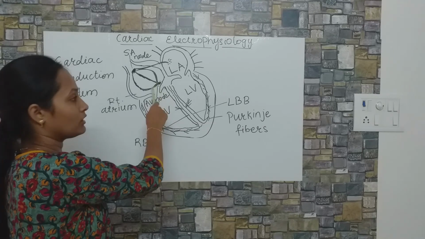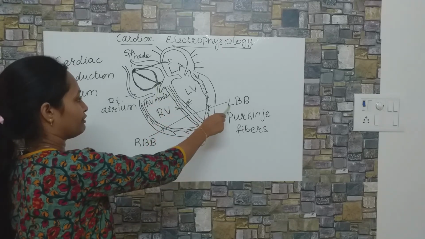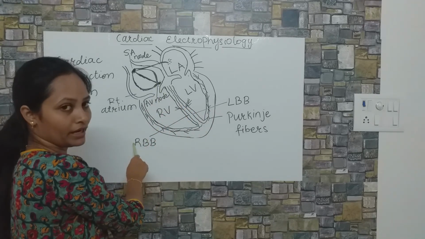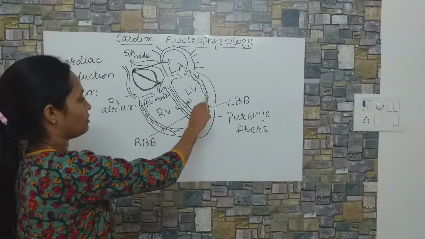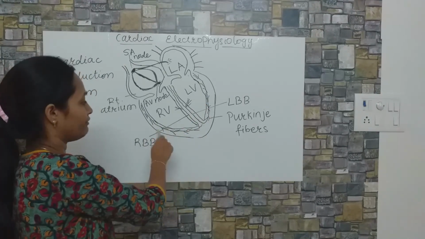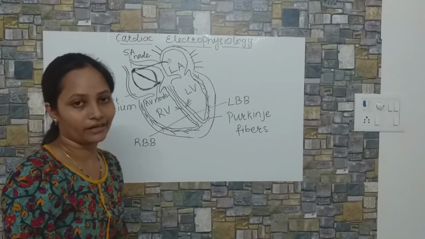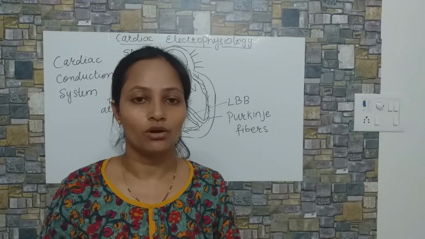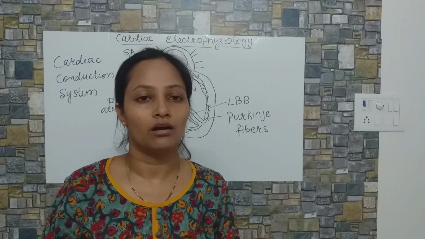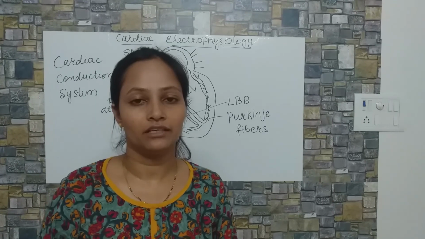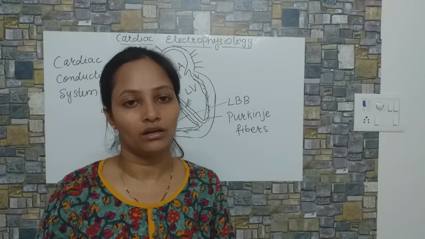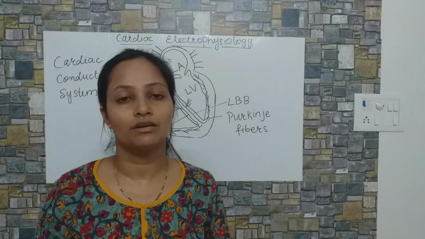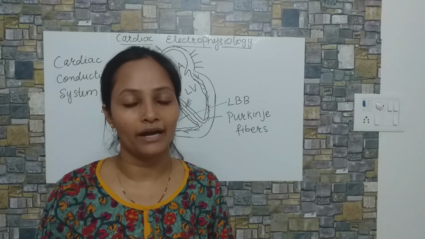Then the AV node conducts these impulses to the left bundle branch and right bundle branch and the walls of the ventricles. So the ventricles will also contract. The papillary muscles contract first to tighten the chordae tendineae and then the contraction of ventricular wall occurs. So these impulses will transmit throughout the walls of the heart and this conduction takes place.